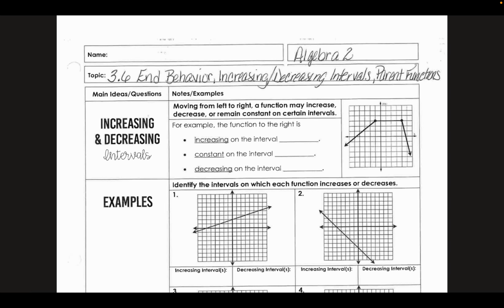So we're first going to talk about increasing and decreasing intervals. And from what this is saying, moving from left to right, a function could increase, decrease, or remain constant on certain intervals. Now these intervals we're talking about are the x values, left to right, whereas for the increasing and decreasing aspect, we're talking about the y values. Are the y values going up or down?